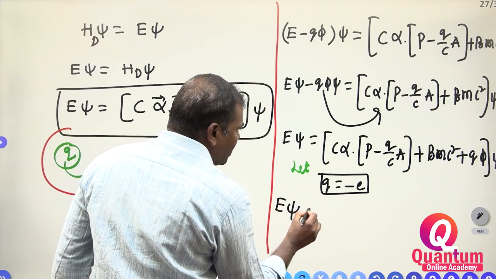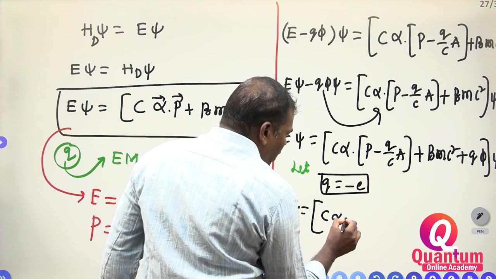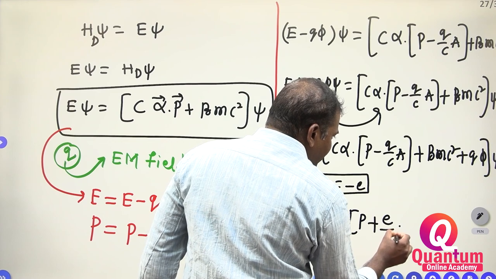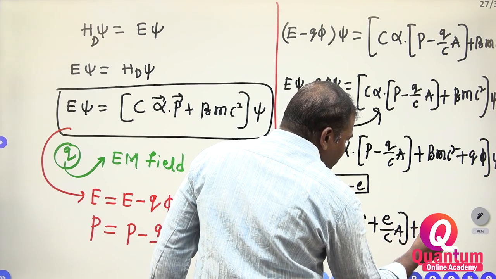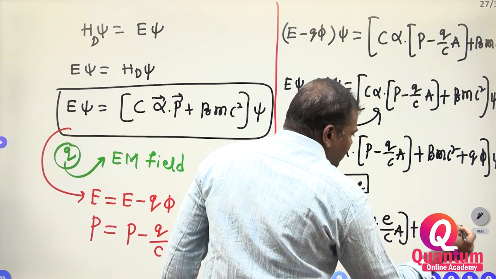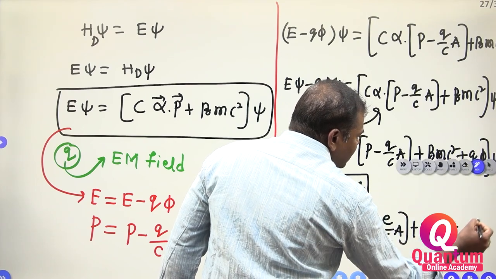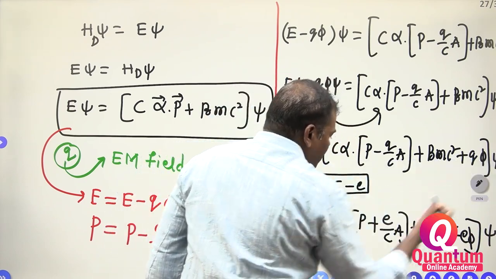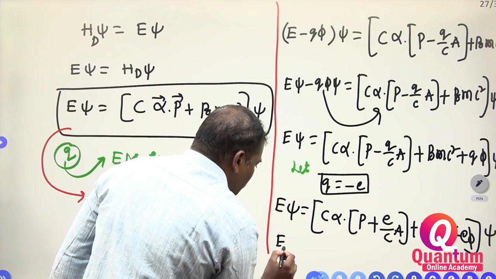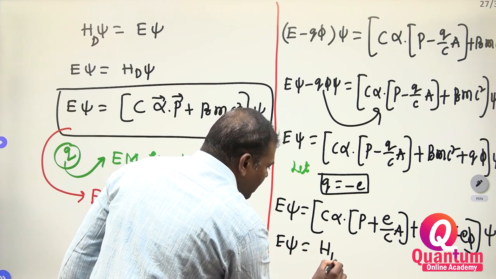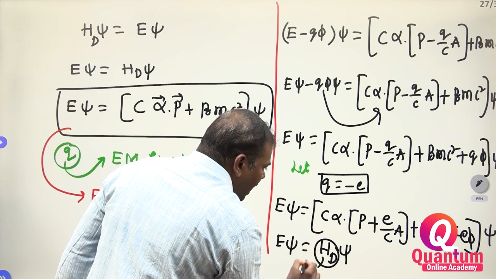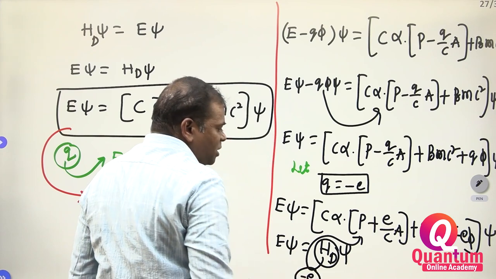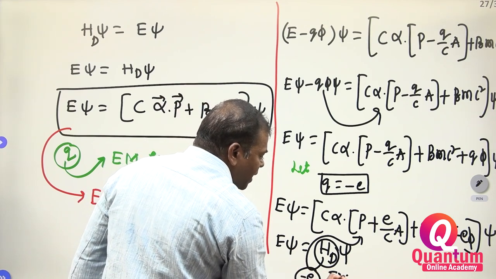E psi is equal to c alpha dot P plus e by c into A plus beta m c square minus e into phi, into psi. What is this? This is E psi is equal to Dirac Hamiltonian into psi. Dirac Hamiltonian in terms of minus e charged particle in electromagnetic field.